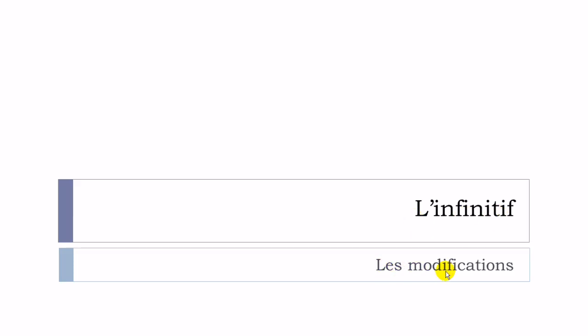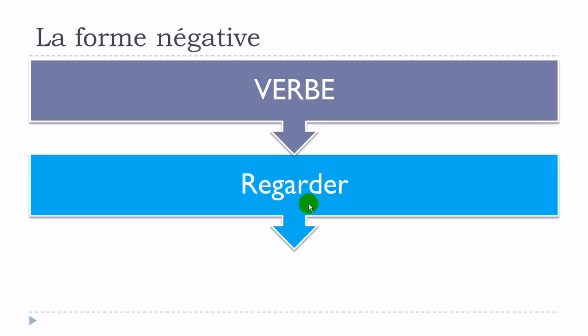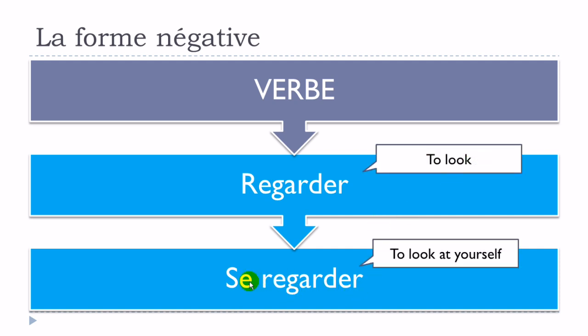L'infinitif and then les modifications, and more precisely we will talk about reflexive verbs, okay, so infinitive. So let's start right now. And I've been thinking that it would be interesting to pick two verbs and maybe to take, well, actually regarder first and then se regarder. Okay, so regarder means to look, and then se regarder, so it's the reflexive verb, so to look at yourself.